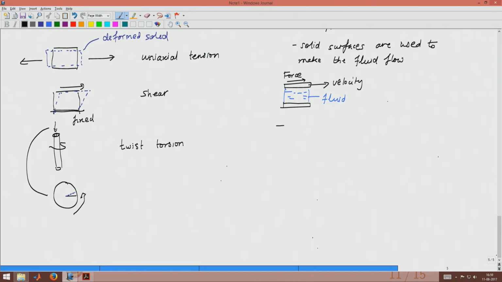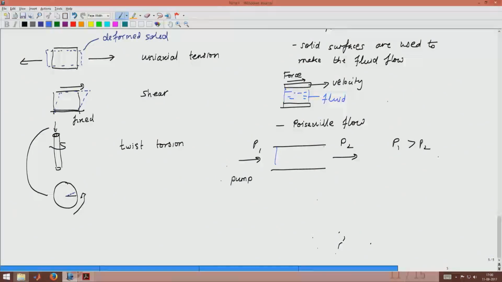We also have Poiseuille flow, in which the fluid is pushed because of a pressure gradient. We usually use a pump, so that the pressure at one point is higher than the pressure at the other, so that P 1 is greater than P 2. We take a fluid in this pipe, and then the fluid starts moving. This is an example of Poiseuille flow.